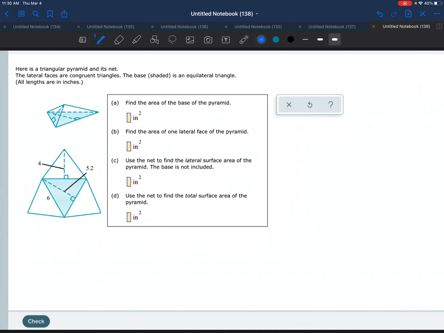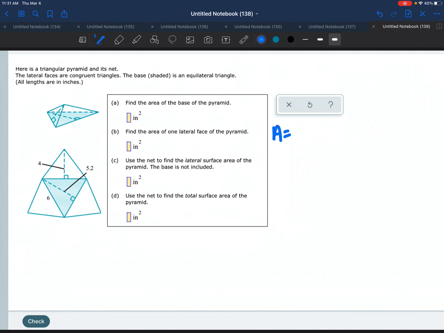Okay, so same idea. It says here is a triangular pyramid and its net. The lateral faces are congruent. What does the word congruent mean? They're all the same, so we know the white triangles are all equal. The base, which is shaded, is an equilateral triangle. What does that tell us about all sides? All sides of that base triangle are equal, okay? Just like we did on the other one, it says find area of the base. How do I find area of this particular base?